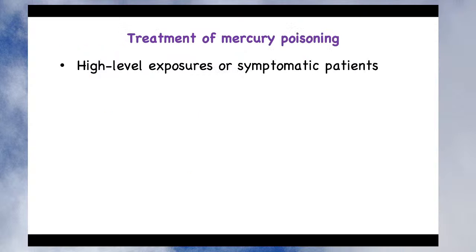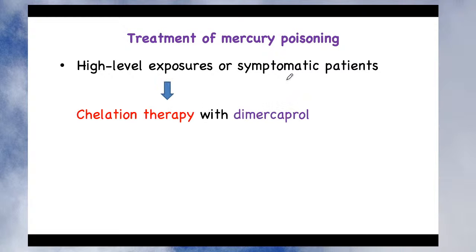So the treatment of mercury poisoning depends upon the symptoms and the extent of the mercury poisoning, right? For example, the patient is suffering from high level exposure and shows symptoms, which means the patient is symptomatic. So for high level exposure or a symptomatic patient, you need to give chelation therapy with dimercaprol.